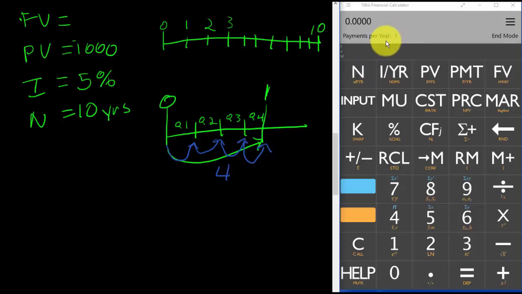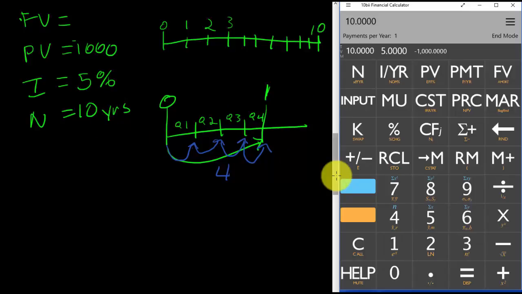The first thing I'm going to notice is that I have one payment per year. If you click orange, clear all, you'll get a little sign that shows you payments per year. And I'm going to type in $1,000, and these are negative. And I'm going to put that into my present value. That's this one. And then I'm going to do 5% into my interest rate. And then I'm going to do 10 years. So here's my 10 years. I'm going to do 10 years and put it into my N.